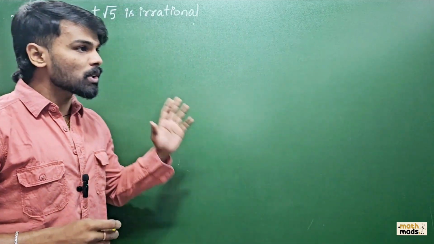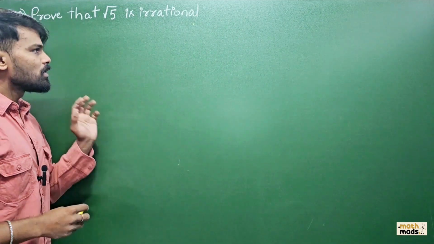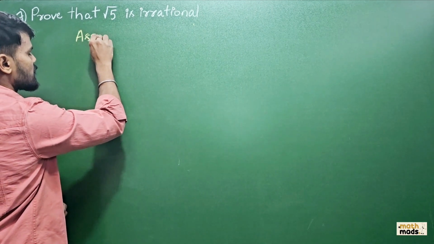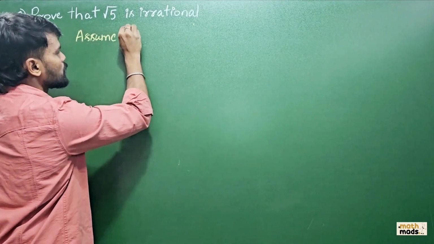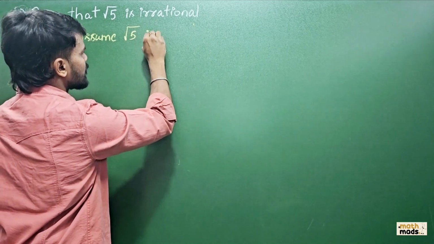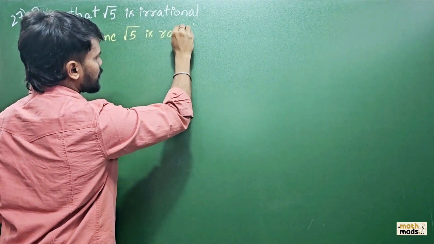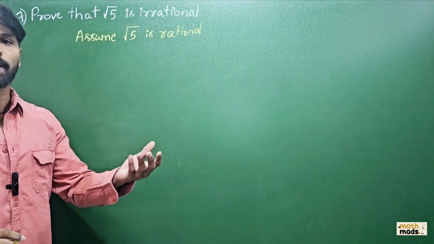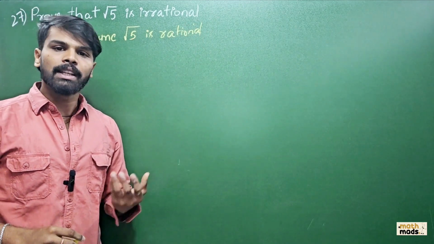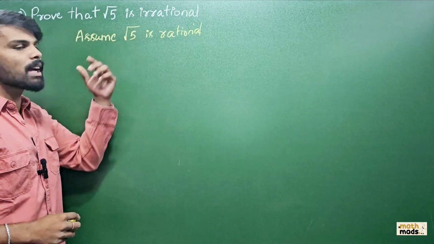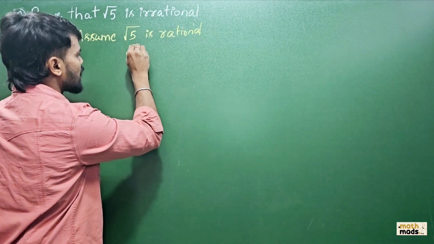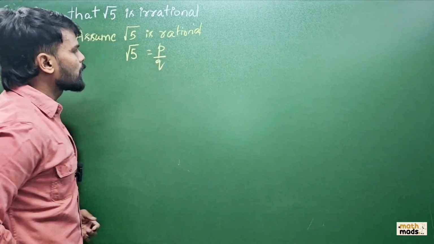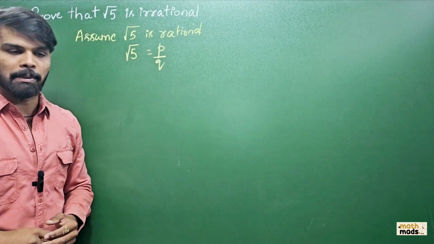Now, to prove that root 5 is irrational, for the time being, I'll just assume it to be rational. I'll assume root 5 is rational. You all know what a rational number is. You all know how you can denote a rational number. How can you denote them? In the form of P by Q. The same thing I'll do for root 5. So I'll just write root 5 is equal to P by Q, because rational numbers I can denote as P by Q.